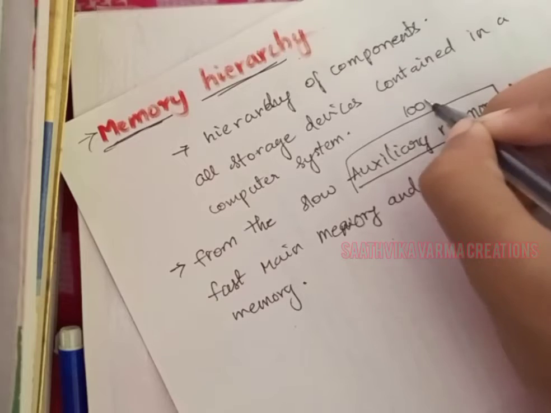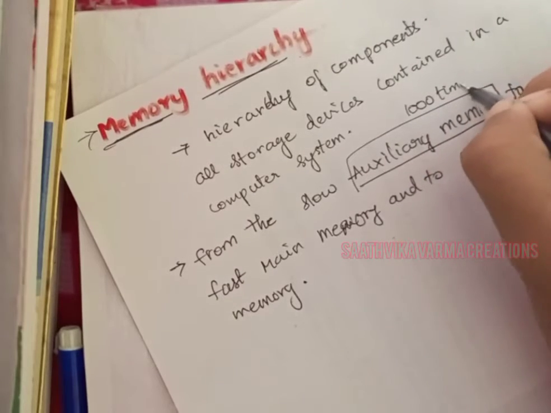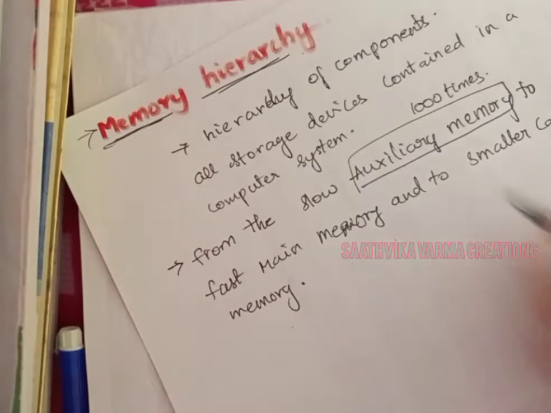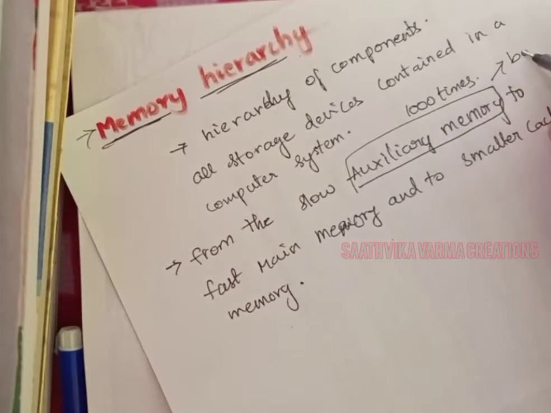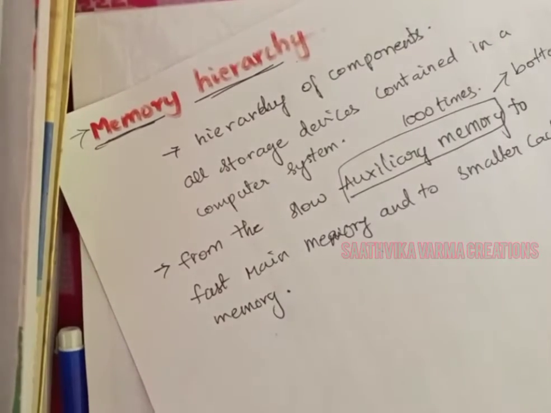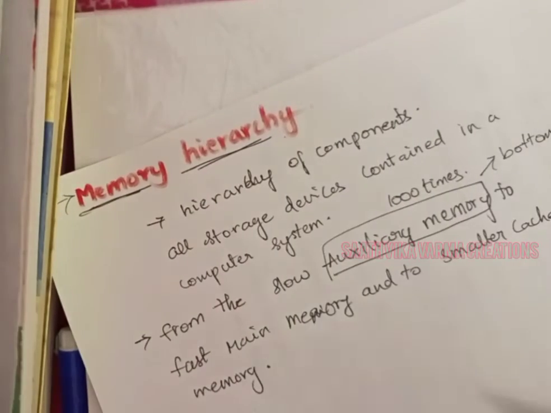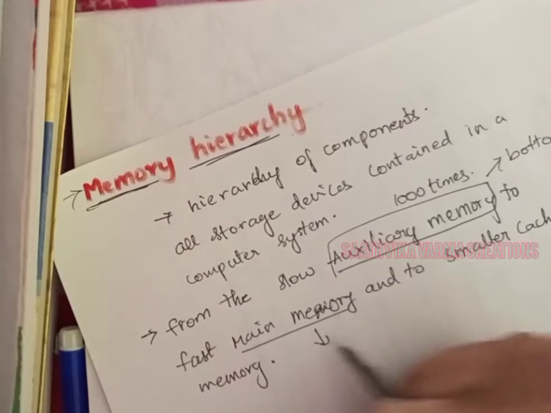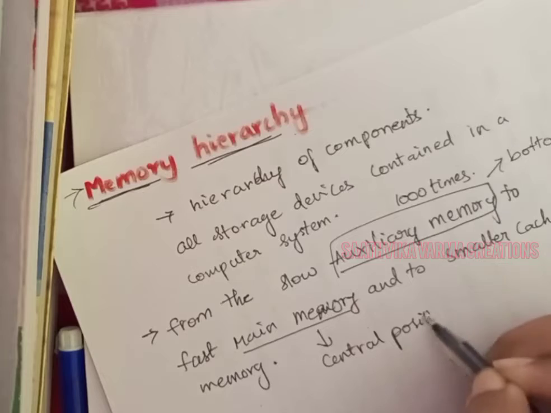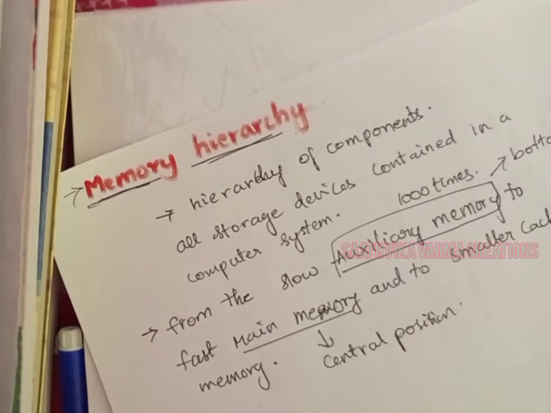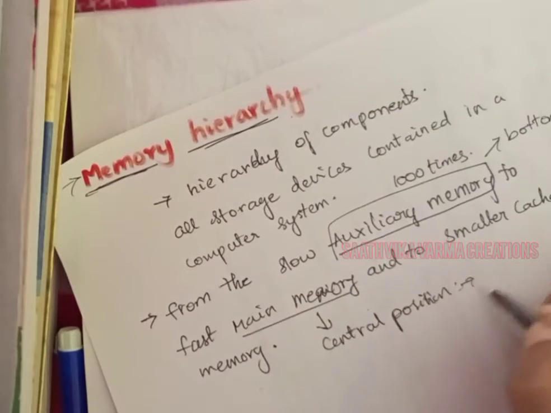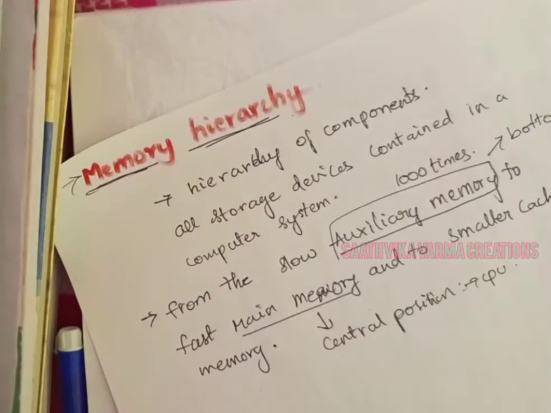Auxiliary memory access time is generally 1000 times that of main memory. Hence, it is the bottom of the hierarchy. When a program not residing in main memory is needed by the CPU, it is brought in from auxiliary memory, and programs not needed by main memory are transferred into auxiliary memory to provide space.